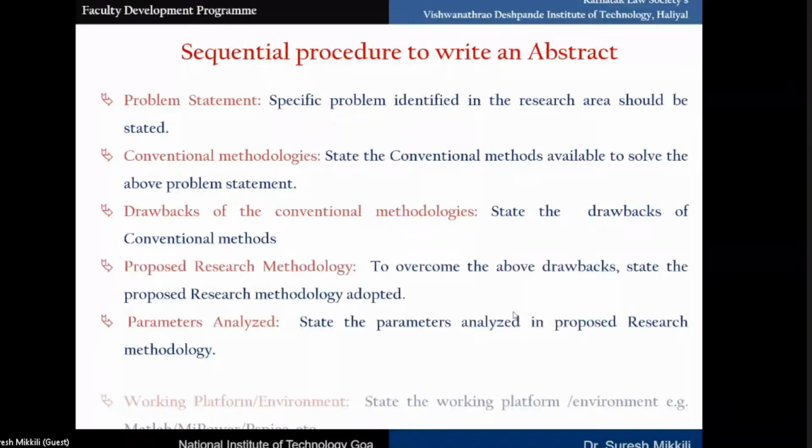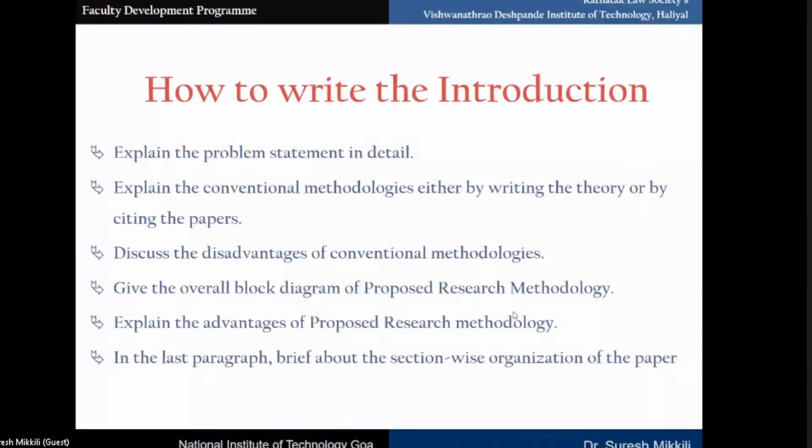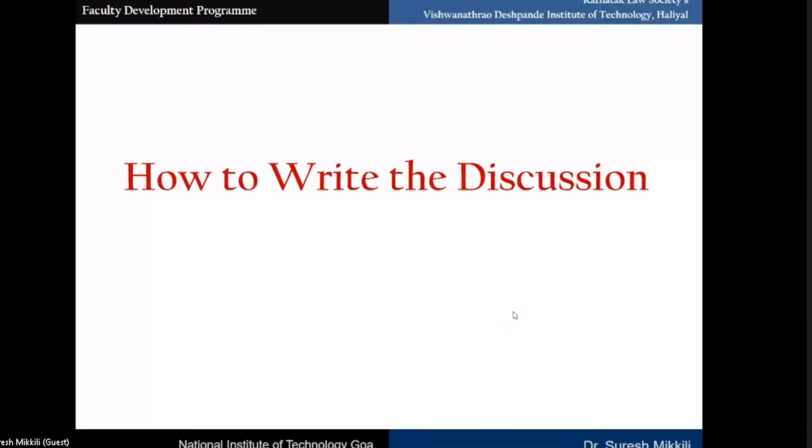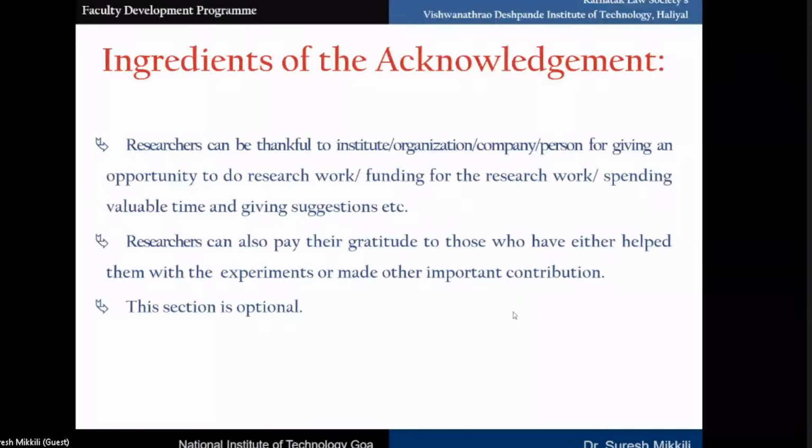Then after that, keywords, how to write them, nomenclature, even the introduction, how many paragraphs are required, as well as how to write conventional studies, proposed methodologies, the experimentation section, as well as results, whatever the discussion, whatever the conclusion part. There is a comparative study, conclusions are there. So acknowledgement and references, each part, how to write. So these are all the things.